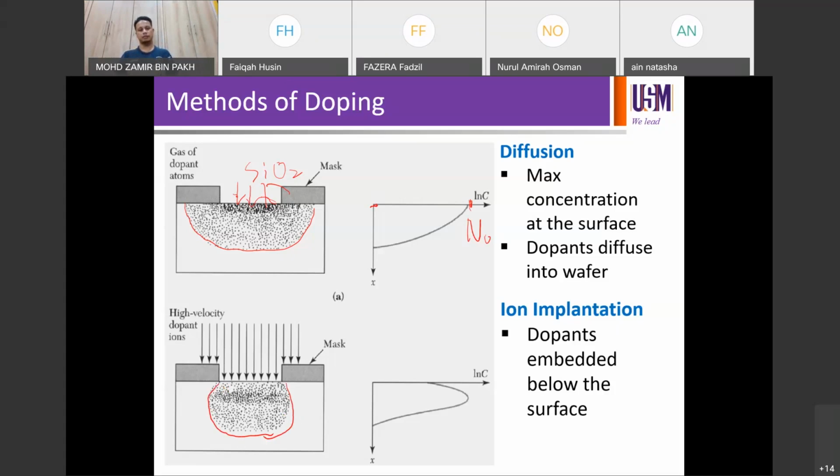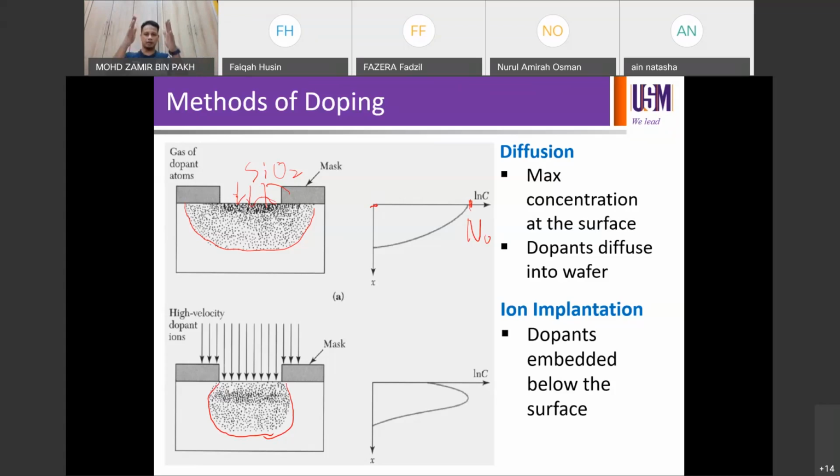Anything that you can see, the main difference between ion implantation profile versus diffusion profile. Anything obvious you can see? Apa yang obvious between these two profiles? Sebelum kita pergi ke the actual topic. Apa yang obvious? At least from this sketch. Apa yang obvious that you can see?